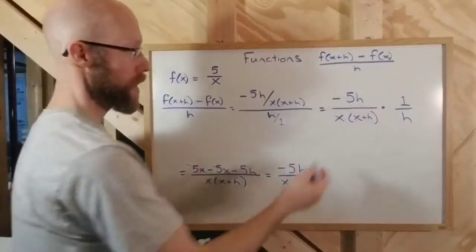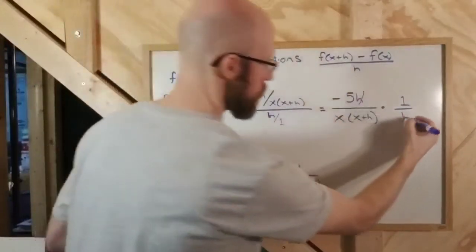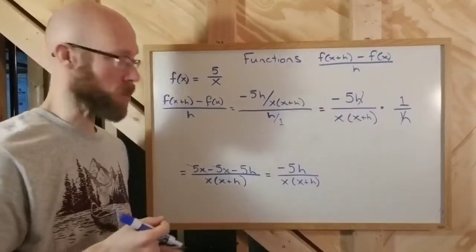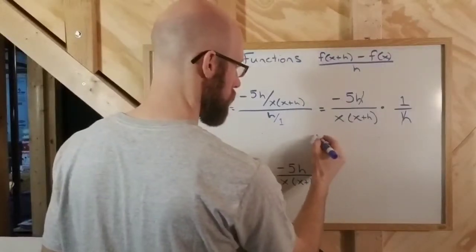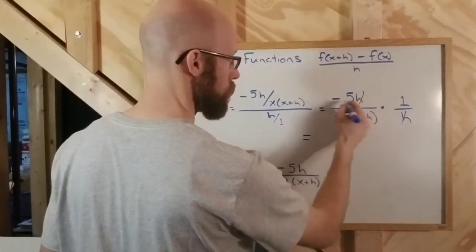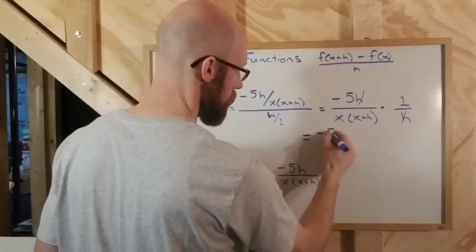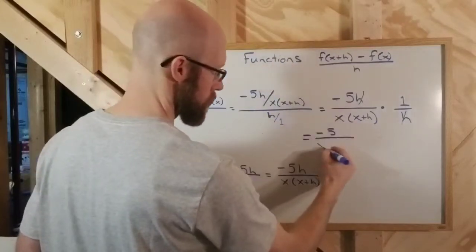Okay, at that point I can cancel. I have a common factor of h on both the top and the bottom. And so I can cancel those h's out. And so my simplified form is going to be negative 5 times 1 is just negative 5. My denominator is simply x times x plus h.